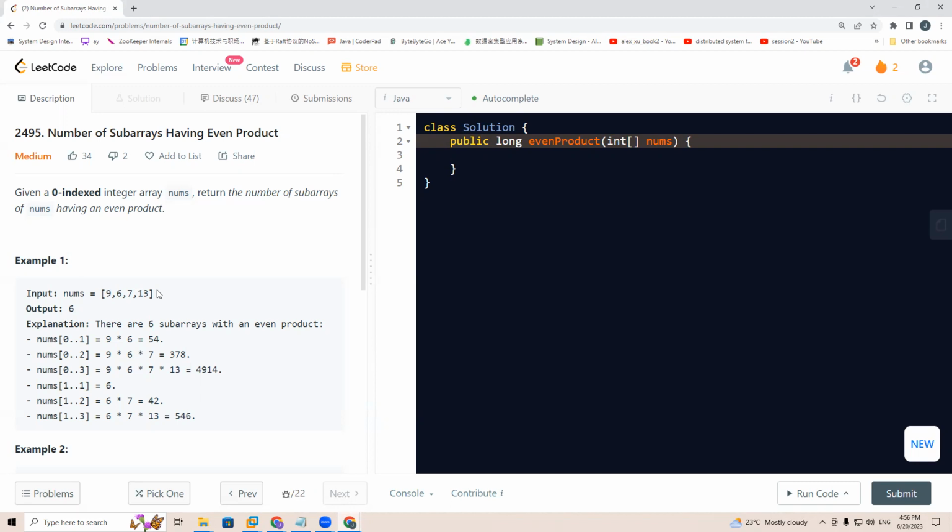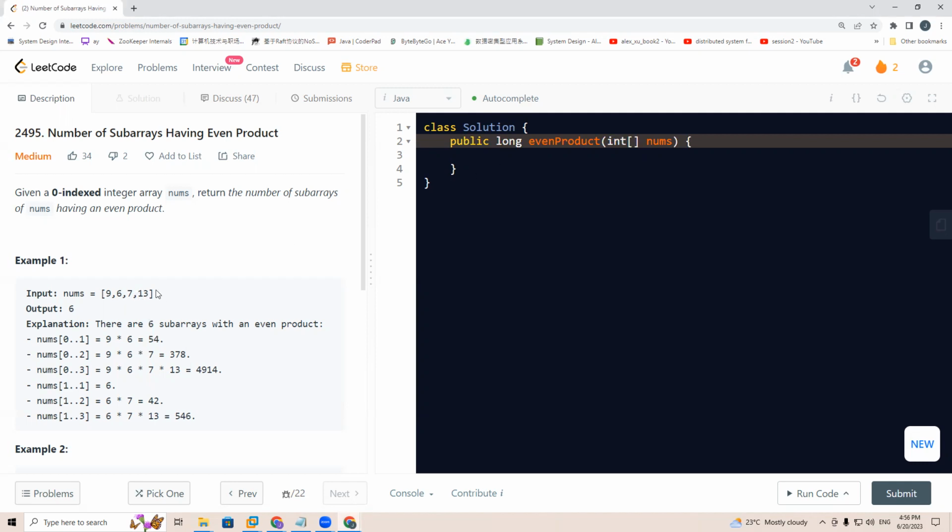So what we're thinking about is that we can find those kind of subarrays which do not have an even number in it. For example, here there is one subarray. Here there are 3: 7, 13, 7, 13, right? Total there are 10. So we use 10 minus 1 minus 3. So that is 6.